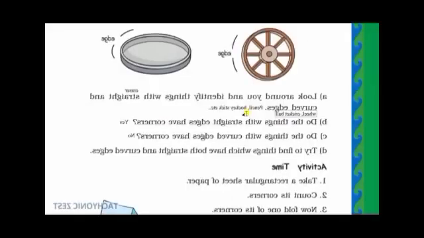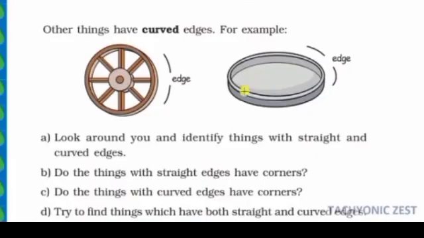Then next one, B. Do the things with straight edges have corners? Yes. A rectangular table has straight edges and also corners. A book also has straight edges and corners also. You can write answer yes.